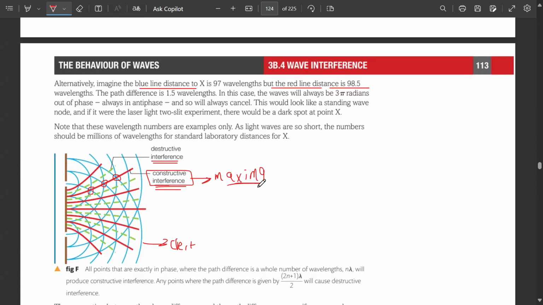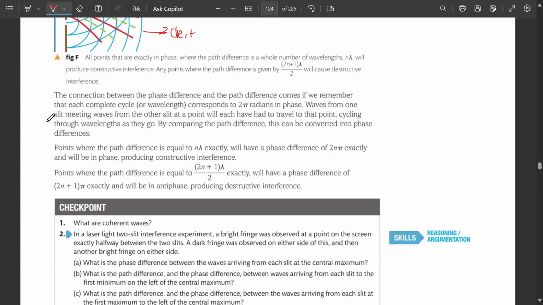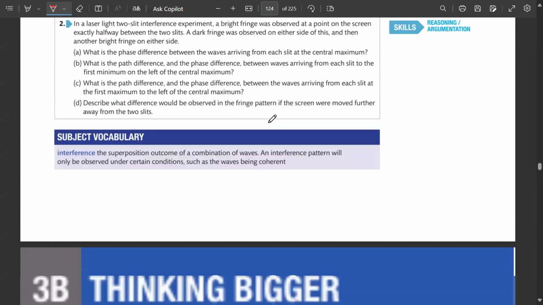When crest meets crest or trough meets trough, that is what? Maxima, but I'm talking about minima. कहाँ पे होगा? I was talking about minima over here. When they cancel out. Where the dotted line is meeting with the bold line. Got it? Good. The connection between the phase difference and the path difference comes, no need to do the path difference phase difference now.